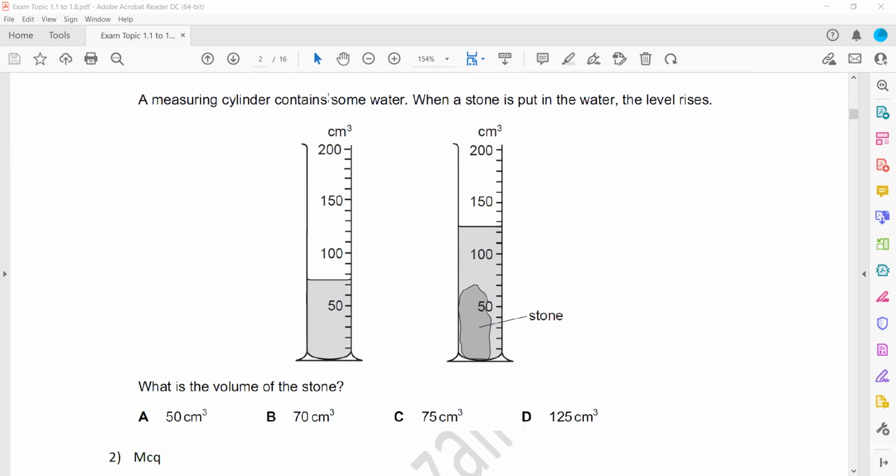The first one: a measuring cylinder contains some water. What is the volume of the stone? The initial volume is 75, and the final reading is 125, so it will be 125 minus 75, which gives 50 cm3. This is the volume of the water, and this is the volume of the water and stone, so when we subtract, we get the volume of the stone.